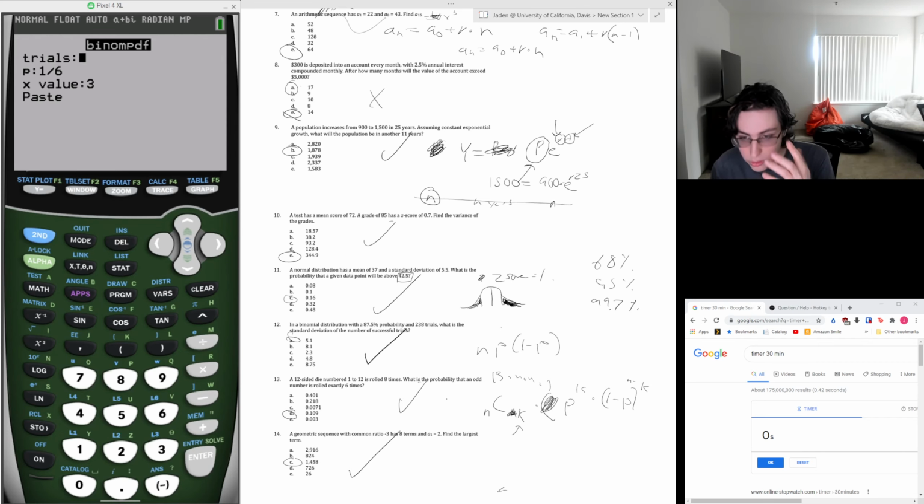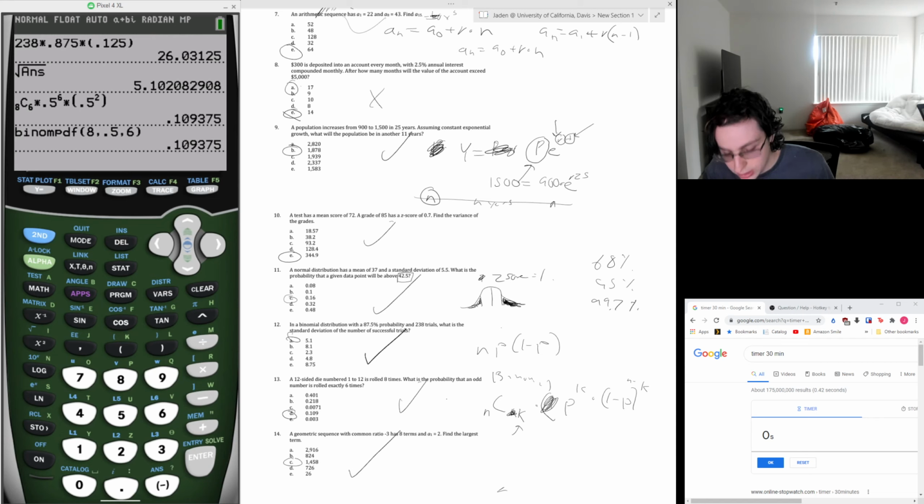Where you input the number of trials, which is 8. The probability of that event happening, which is 0.5. Come on, aren't you working? 0.5. And then the number of times that event happens, which is 6. And that gives you 0.109375. Yeah. 0.109375, or D. Okay.